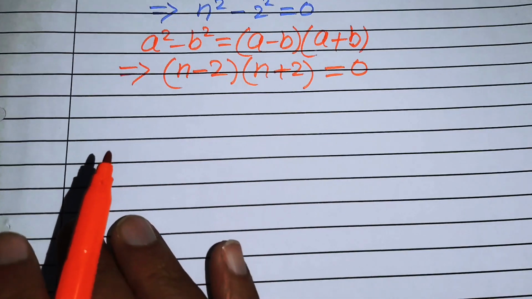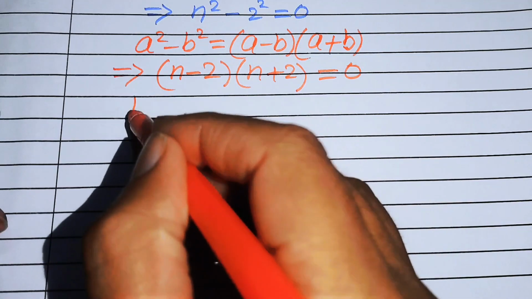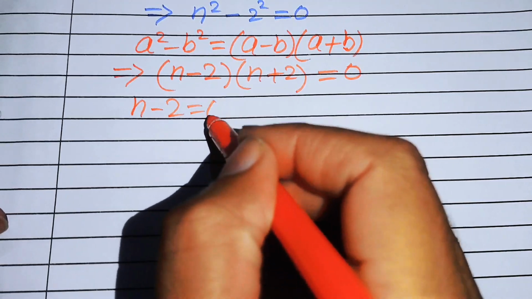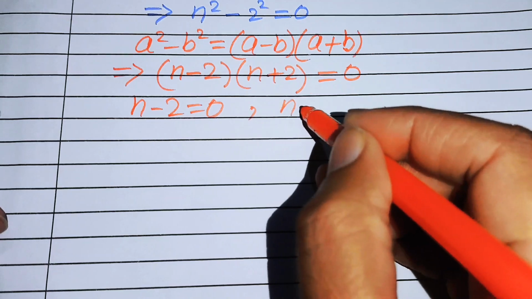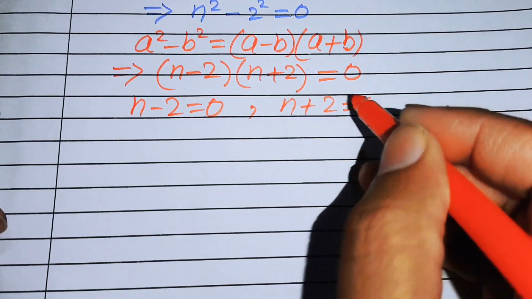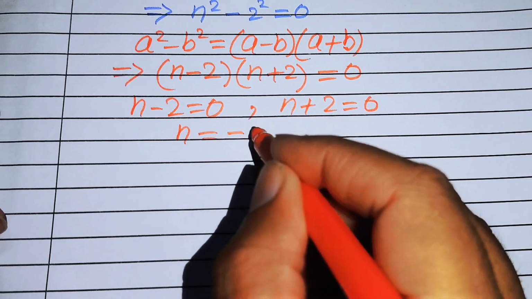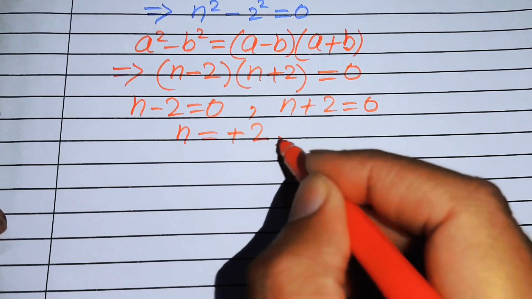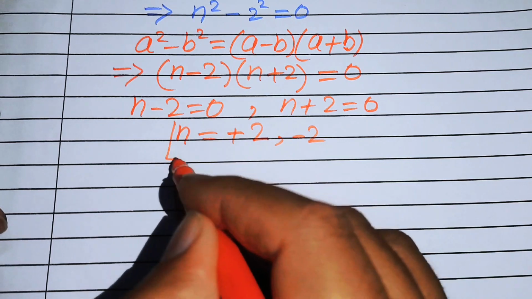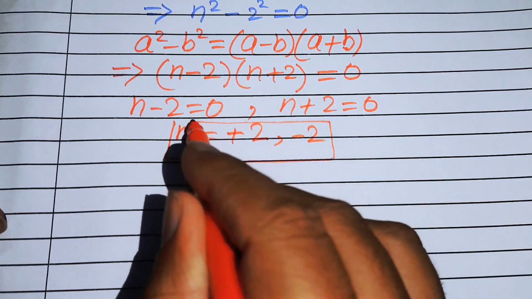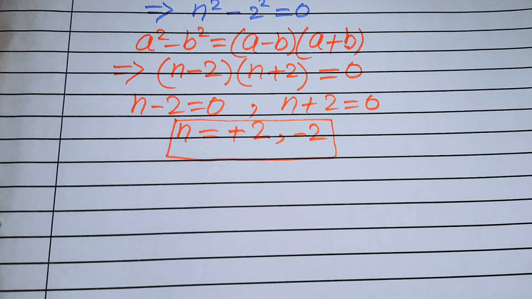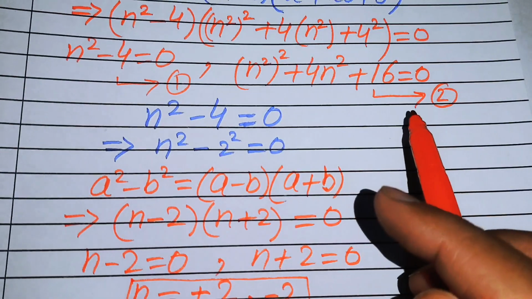So here we have again two cases. The first is we take n minus 2 equals 0, and the second is we take n plus 2 equals 0. So here you will get the first two real roots, plus 2 and minus 2. These are the first two real roots of this equation. And now we move to case number 2.